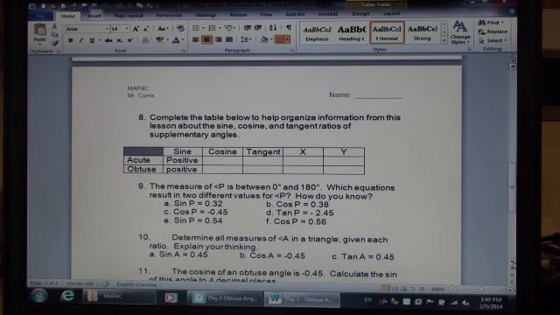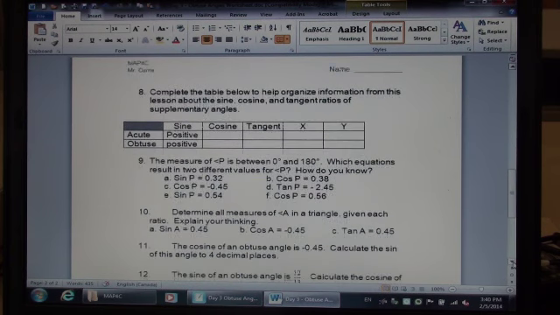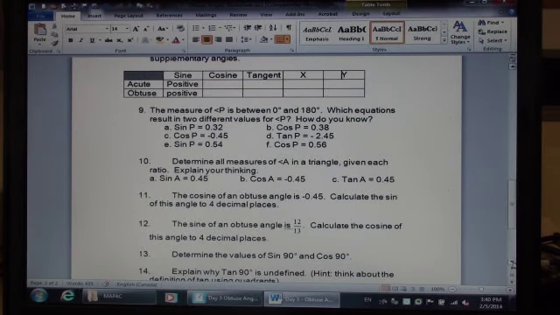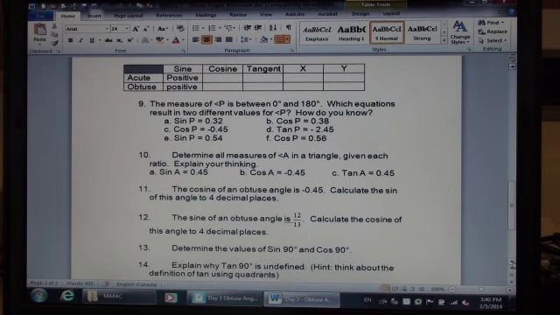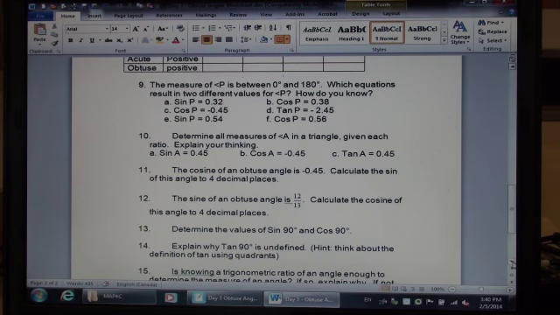So that's an interesting question. How would you know if you had 2 possible values or 2 supplementary angles based on those numbers? And number 10, determine all the measures of angle A in the triangle given each ratio. Explain your thinking. So where can you have 2 different measures of A and why?